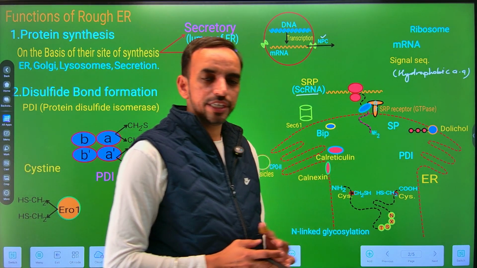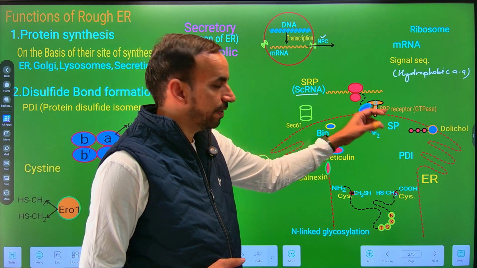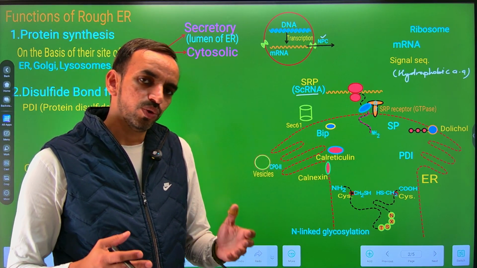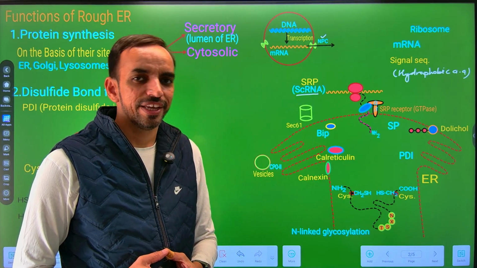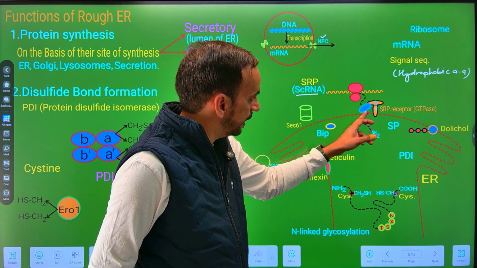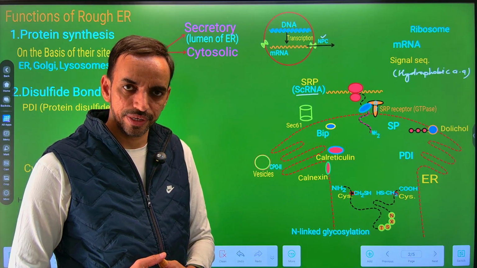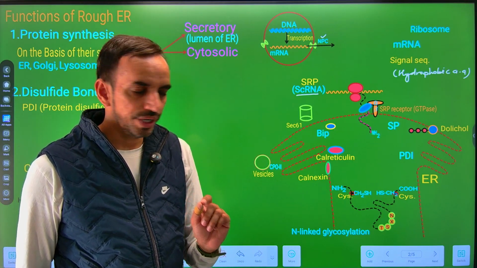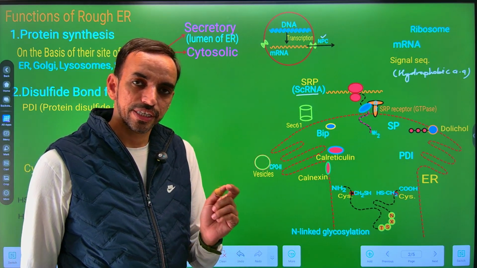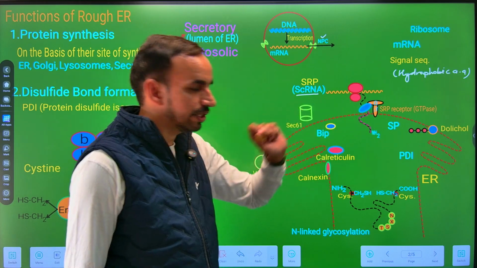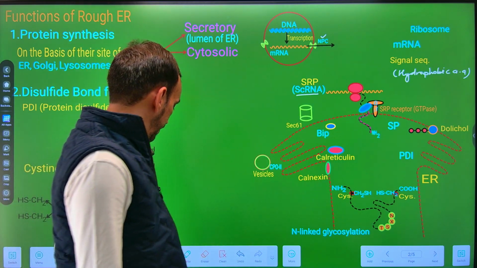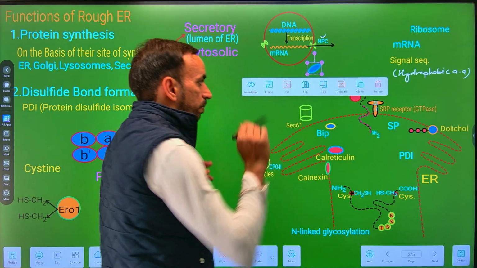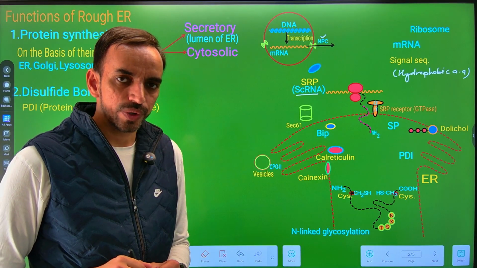Now this SRP receptor, it is made up of two subunits. One is alpha, which means present toward the cytosol, and other is known as the beta, which is a transmembrane domain. Both of these subunits contain the GTPase activity. Now the interaction of SRP with the alpha subunit of the SRP receptor activates the GTPase activity of the alpha subunit. The GTP binds to the alpha subunit. There is a conformational change in alpha which makes a conformational change in the SRP. Then this SRP will be released into the cytoplasm for the next round of translocation.